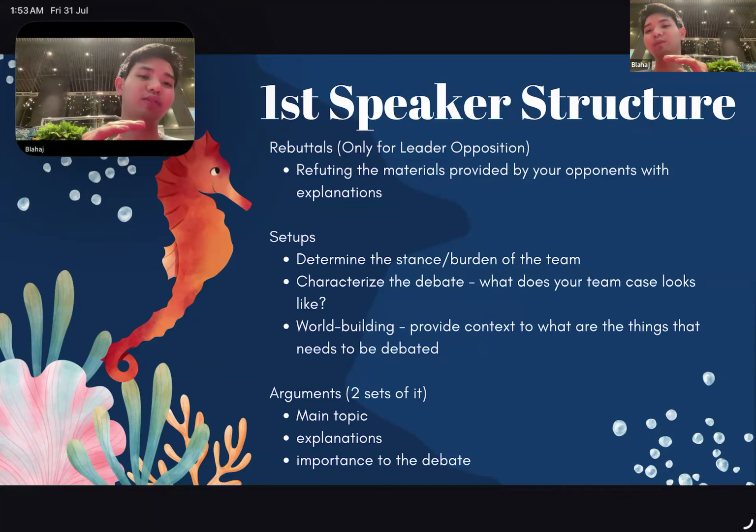So next is arguments. Usually my recommendation is that the first speaker always does two sets of argument, which consist of the main topic, the explanation, and why the argument itself is important to the debate. So argument is usually the backbone of what you're trying to prove, and how you prove why you are right compared to the others is more on your arguments.